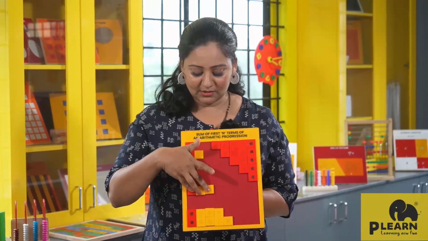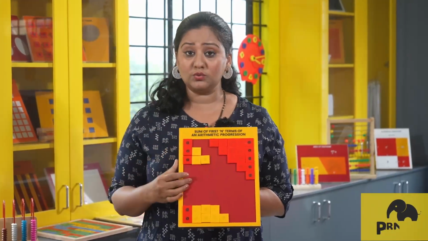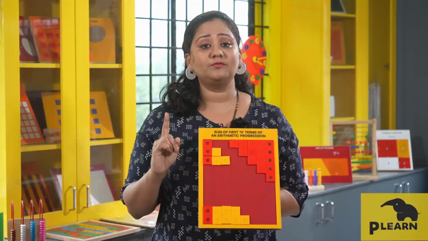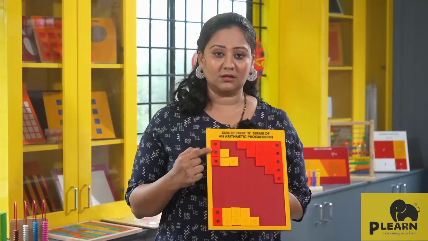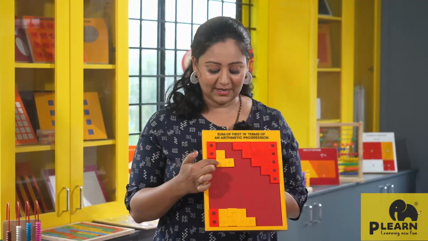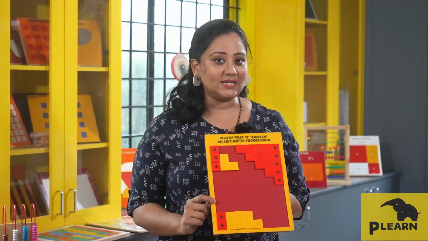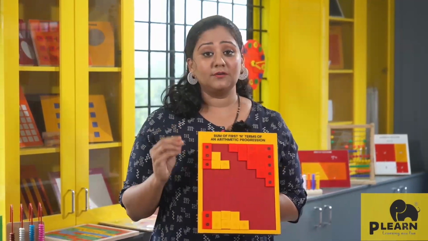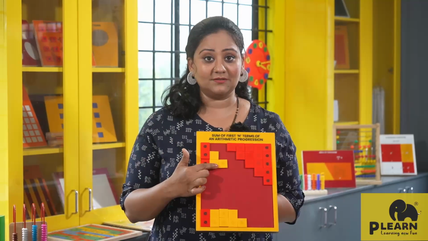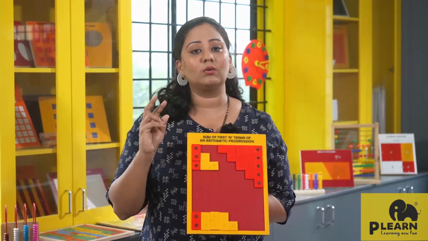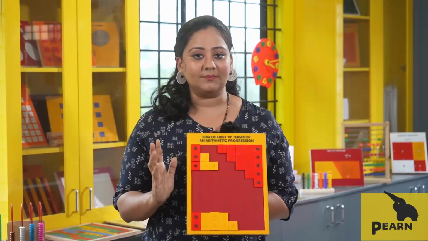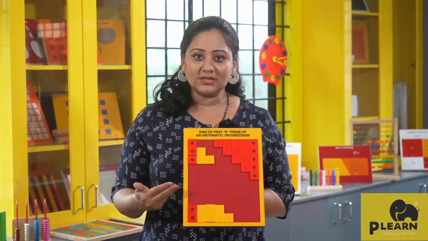Now let's look at the third term. The third term is going to be A plus 2D. Now when you find the difference between the third term and the second term, that is A plus 2D minus A plus D, it will give you D. So here you can understand the difference between the successive term and the previous term is always the same. It is D.